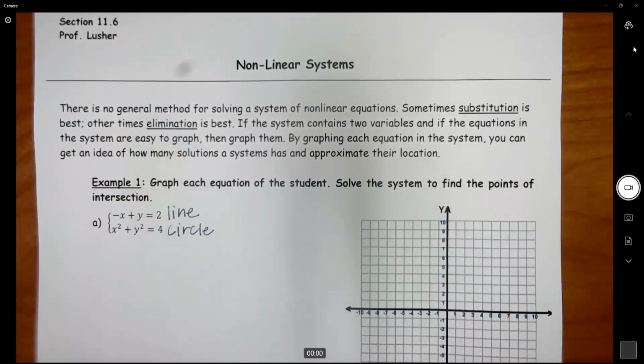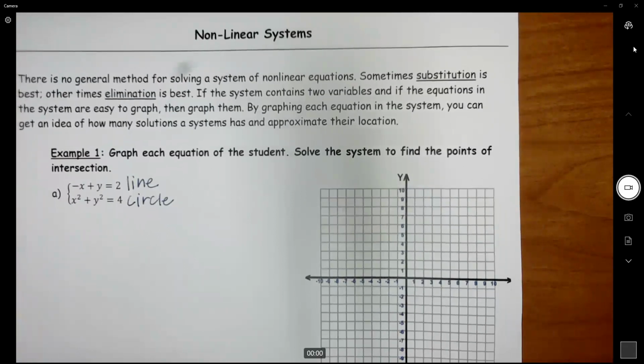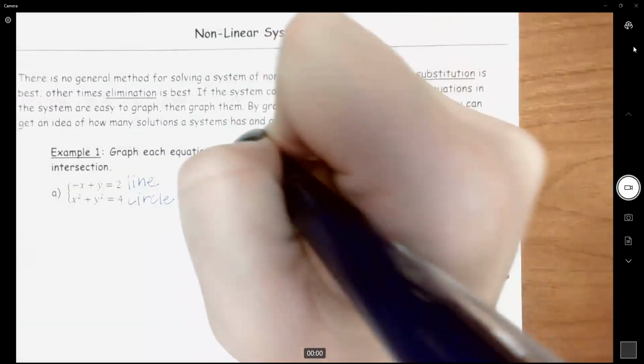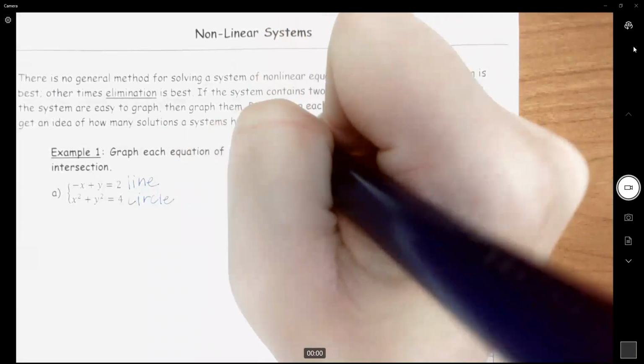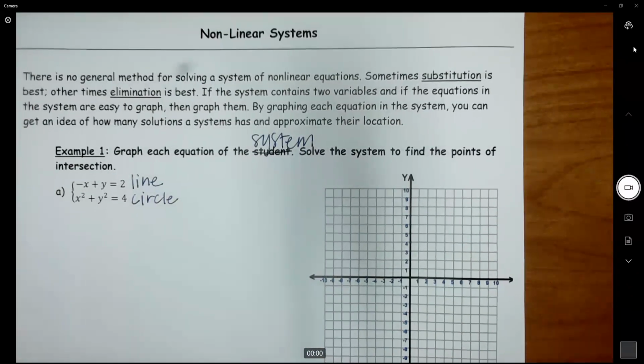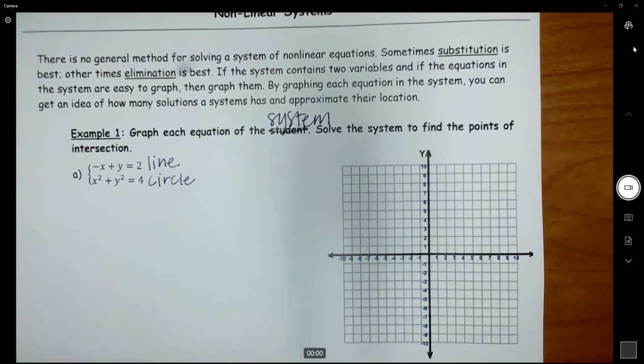It goes on to say if the system contains two variables and if the equation of the system is easy to graph, then graph them. By graphing each equation of the system, you can get an idea of how many solutions a system has and approximate their location. So example 1, graph each equation of the system. Solve the system to find the points of intersection.